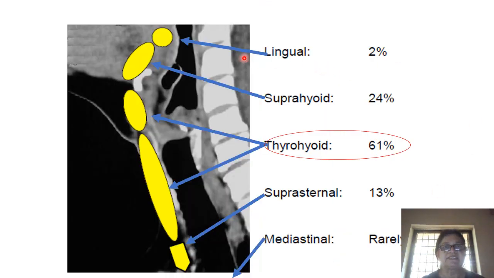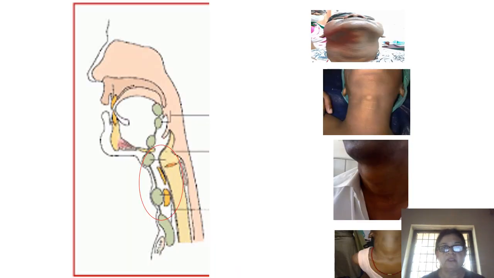So this is easy to understand. You have the CT. These are the lingual cysts. Now what happens? The thyrohyoid area gets the maximum number of cysts. So the most common location of a thyroglossal cyst is in the thyrohyoid area. Mediastinum, of course, is rare. As I told you, the most common is the thyrohyoid area, where you will get a lot of these cysts.